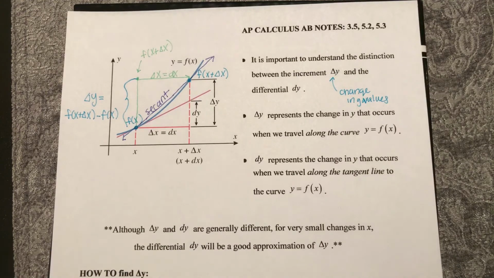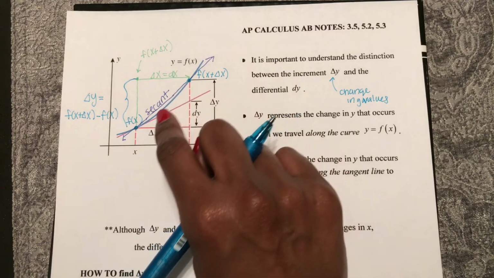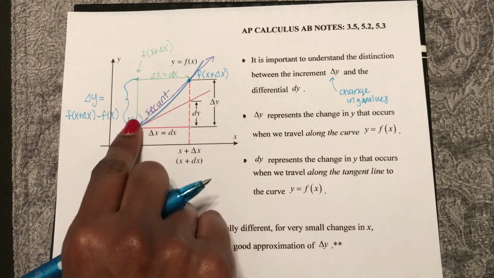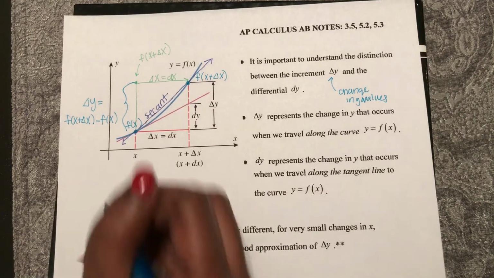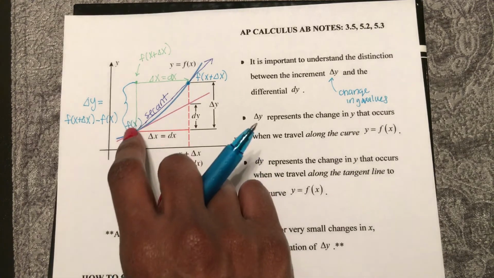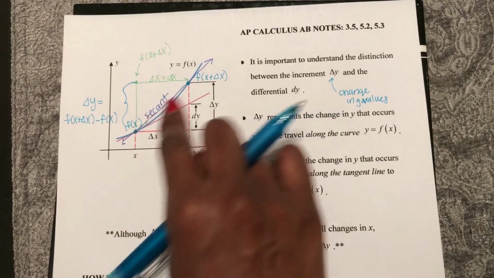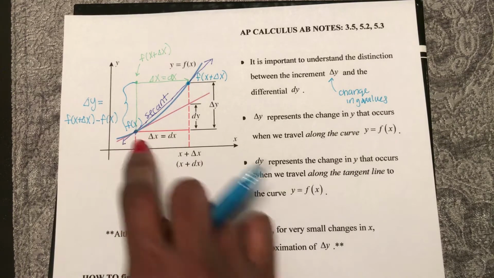So the difference is we are using the slope of our secant line here. The rise is delta y, and the run is delta x. So we remember that even though delta y and dy are generally different, for very small changes in x, they are good approximations of one another. So here's our tangent line, our secant line. They're pretty good approximations, pretty close to each other around this x value.